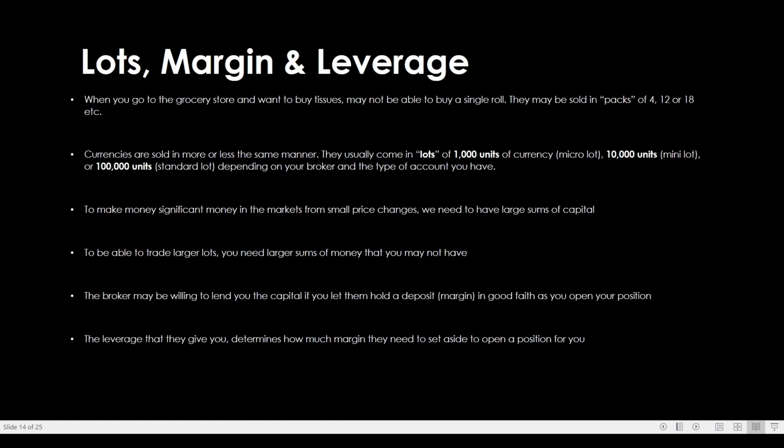Unless, of course, you're a trust fund baby. No shade to trust fund babies, by the way. I wish I was one.